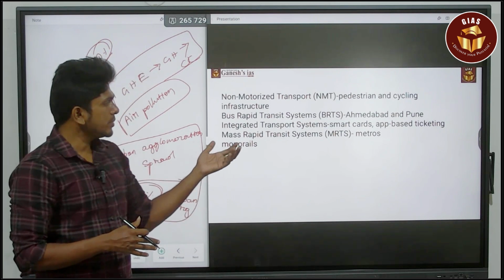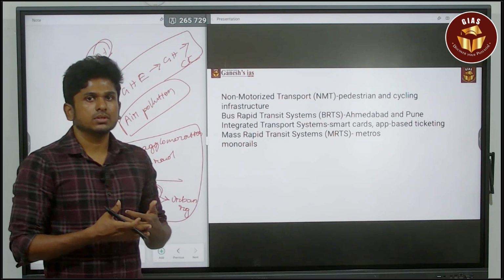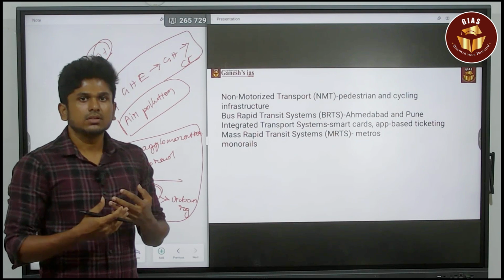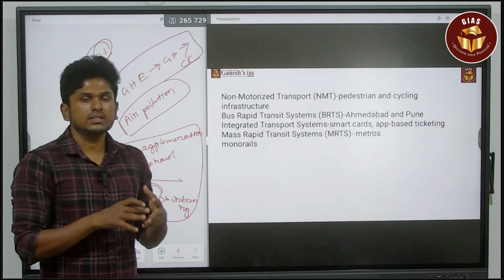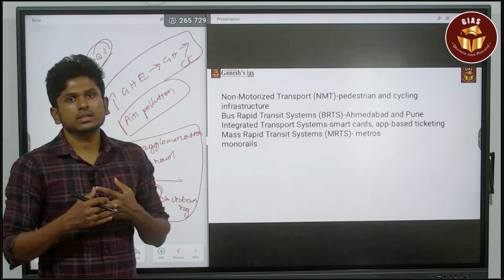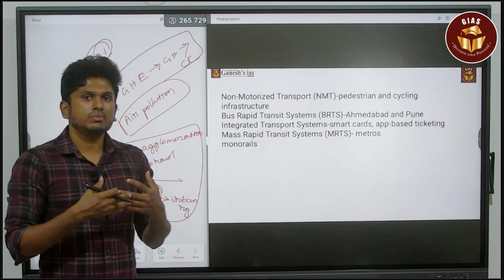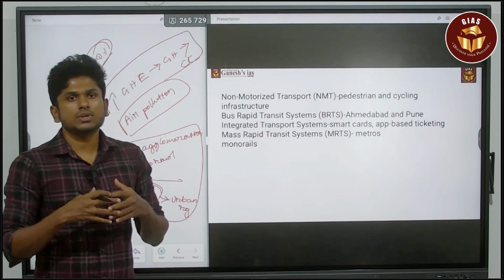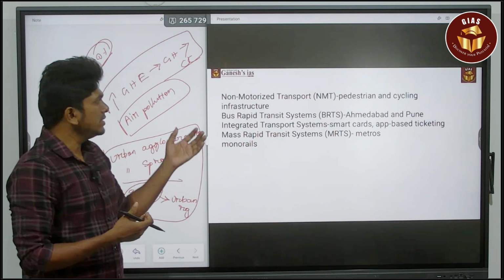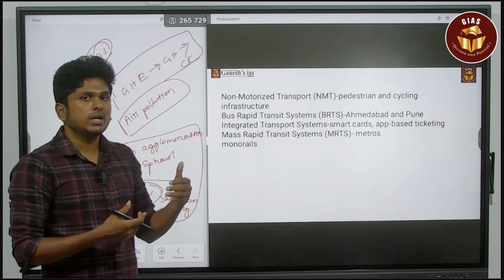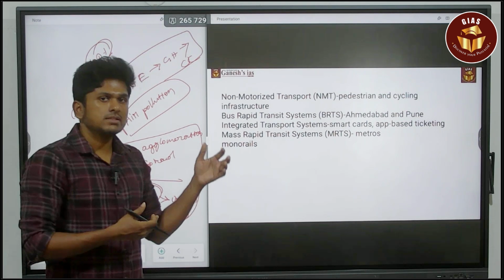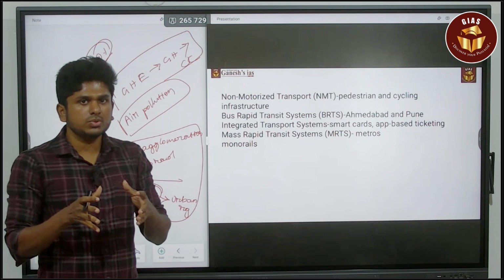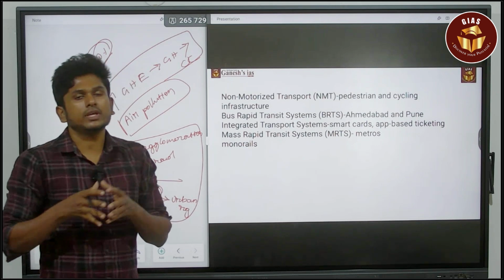Next, the mass rapid transit system. It is nothing but the metros. Most of the cities have metro facilities. Chennai, Delhi, Mumbai, everyone has metro facilities. That is also one of the things. And the last thing is the monorail. That is also available in major cities. Still, the usage of the monorail is very limited, but there is a possibility for its growth. So these are the major measures the government has taken related to the National Urban Transport Policy. By the way, they are going to overcome the issues of people who are using their own vehicles.